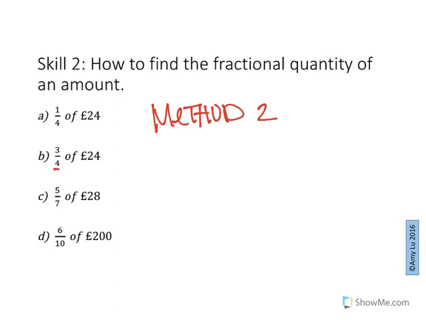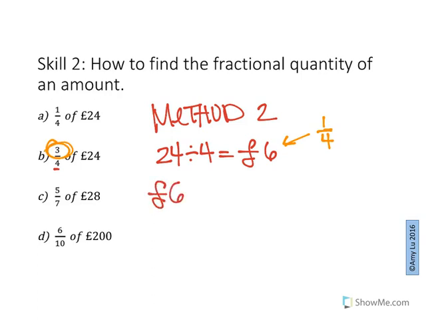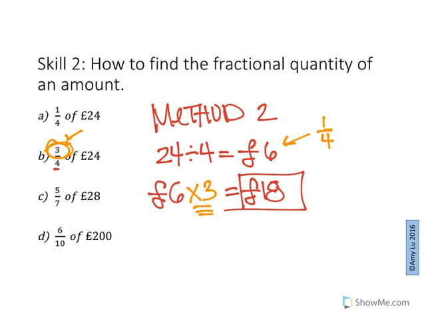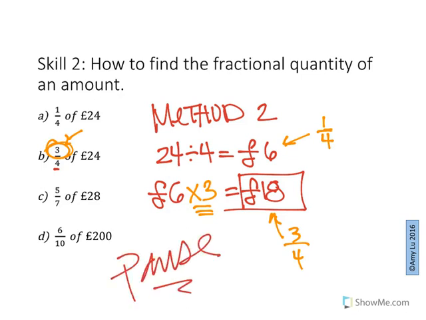You want fourths. So part 1 is 24 divided by 4 to give you 6. And this represents, again, like I said, 1/4. Now because we want 3 of them, we have to take the 6 pounds and we have to times it by 3 because it says 3 of them. So you basically multiply by the numerator. And then you get 18. And this 18 represents 3/4. So at this time, go ahead and pause and choose to use either method 1 or method 2.